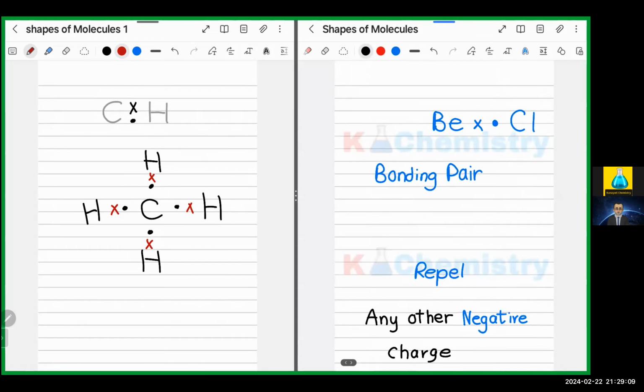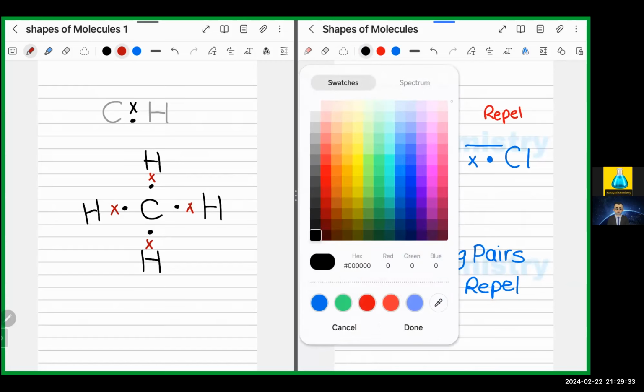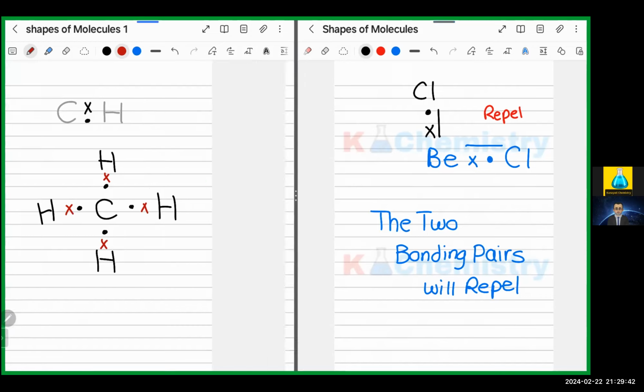Let's imagine a bond between the beryllium atom and the chlorine atom. This is a bonding pair. Because these are electrons, this pair of electrons has a negative charge, and they will repel anything that has a negative charge also. So let's imagine another bond, for example, between the beryllium and another chlorine. Because this bond also has electrons, it's also negative. So these two are going to repel each other. The bonding pairs are going to repel each other.